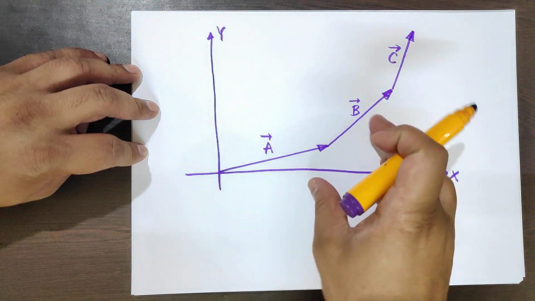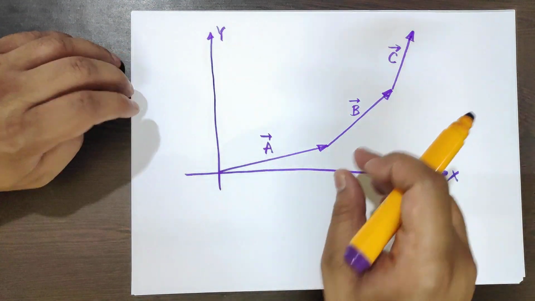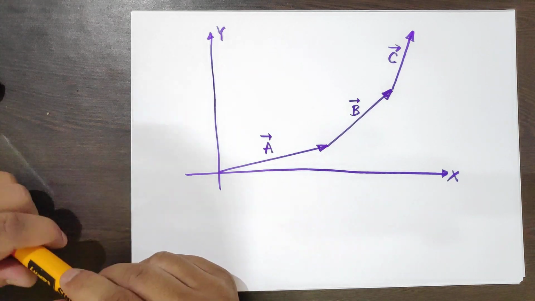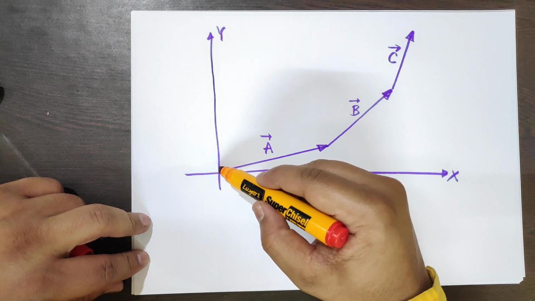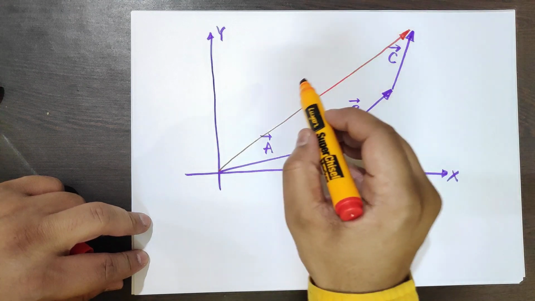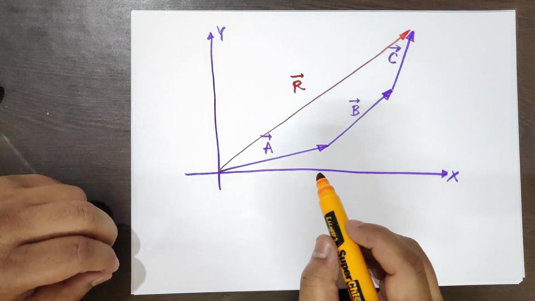Right? It's joined like this. Wherever they were, these vectors, I have joined it like this to apply polygon law. So the resultant vector is this. This is the resultant vector R. Okay. Now let's resolve this vector into components.